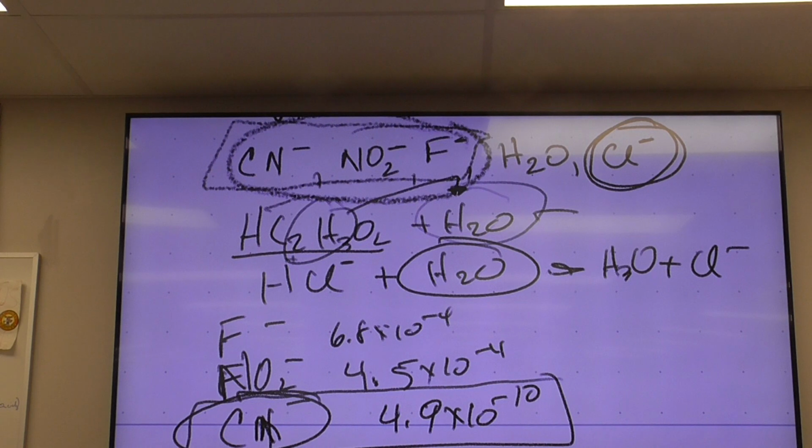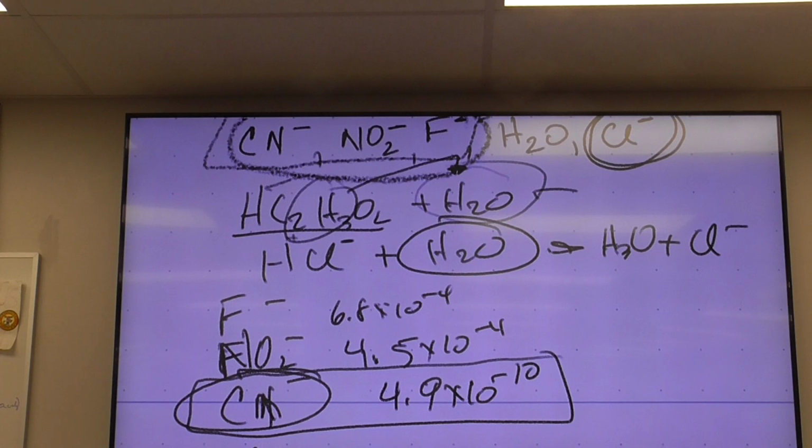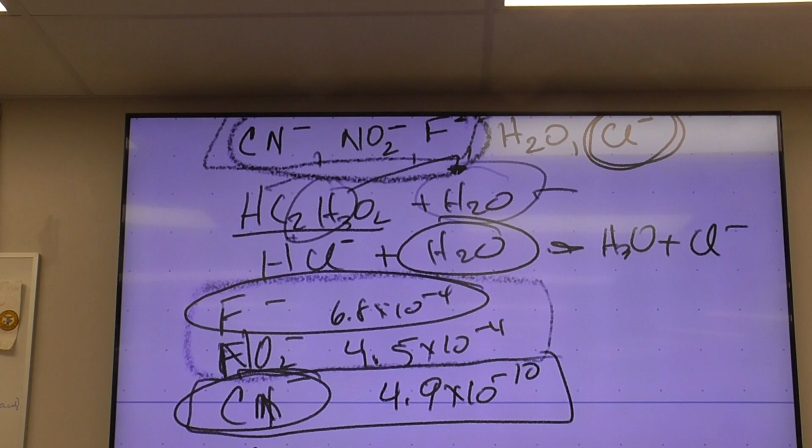So this CN minus is going to be the strongest base because it has the smallest Ka value. Now, if you follow that thought process through, you're comparing the fluoride ion to the NO2. Which one of those has the bigger Ka value? The nitrite or the fluoride? Fluoride has the bigger Ka value, so therefore it is the weaker base.